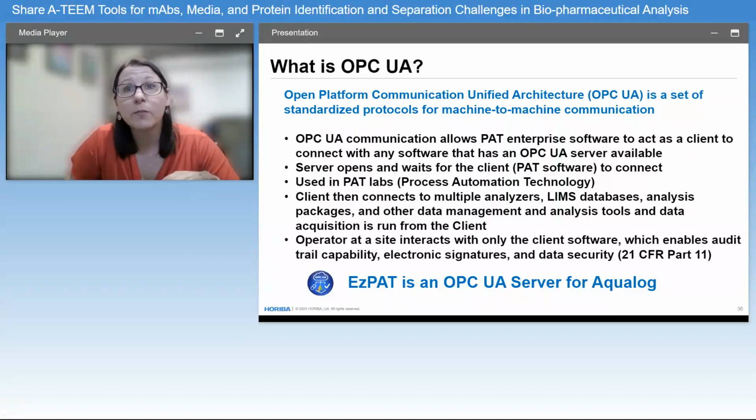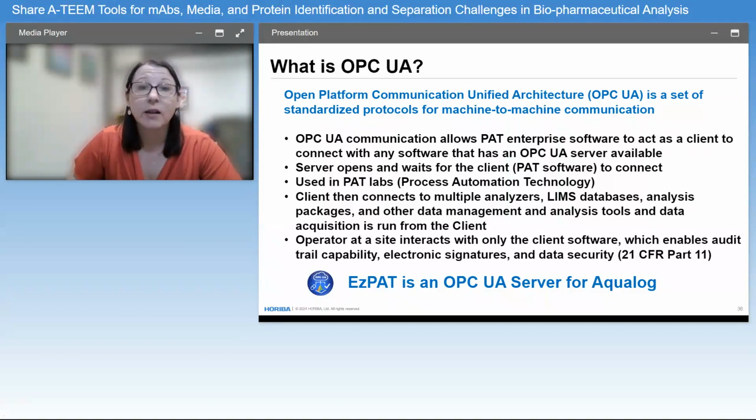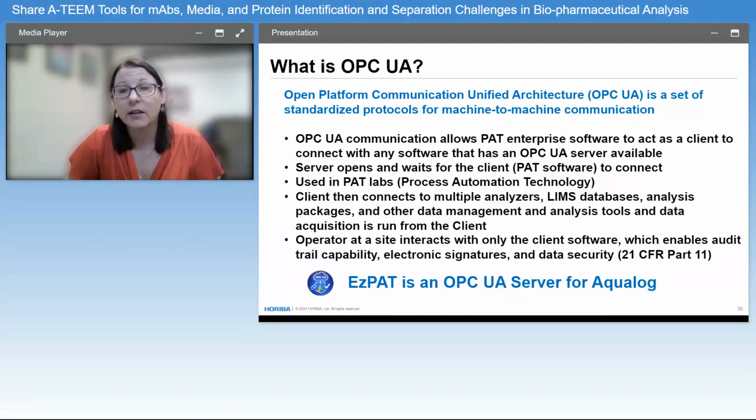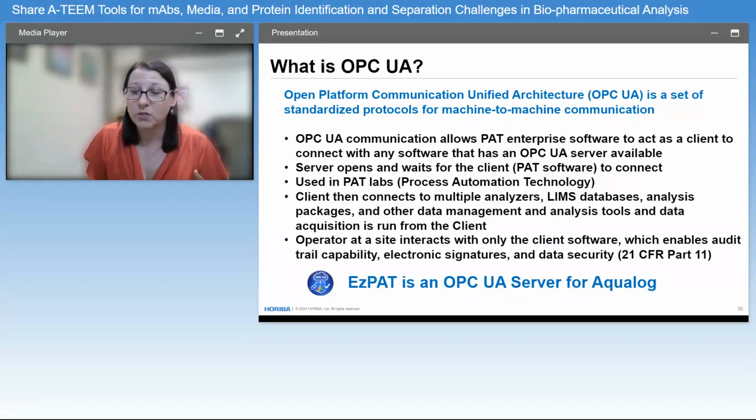Really, a lot of the PAT software products that are commercially available act as a client to connect with different analyzers, different softwares, different libraries, LIMS databases, and analysis packages that have OPC-UA servers on them. And so the operator at a site can interact with the client software only, and then be able to control the process from data acquisition to analysis to electronic signatures, and also data security.